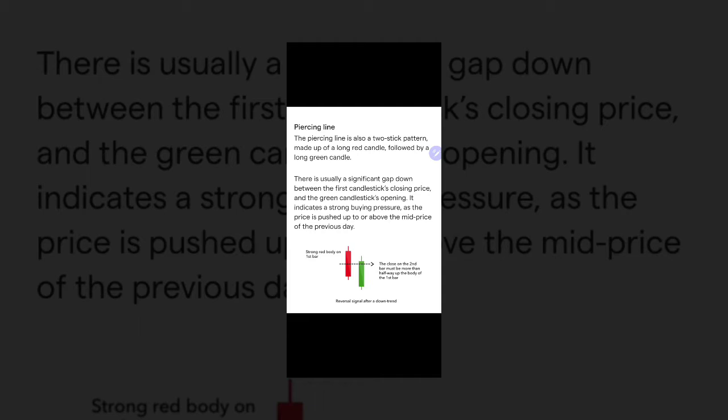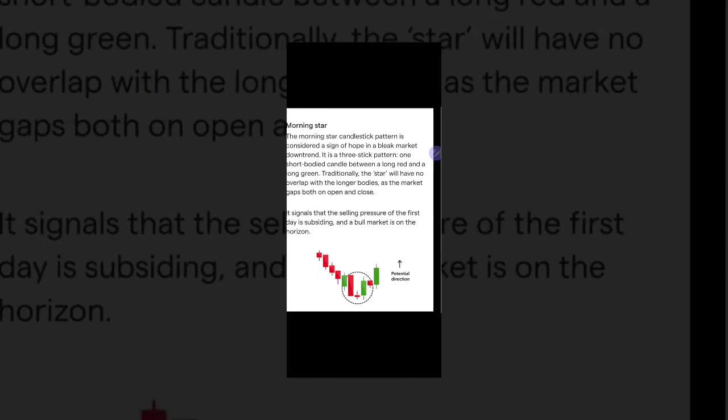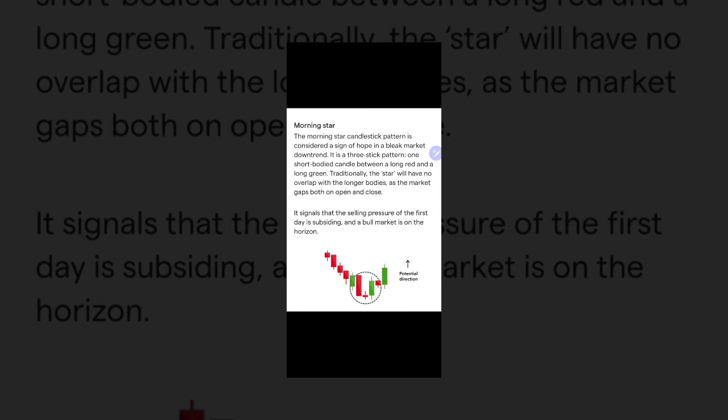They're not easy to identify, but like I said, it is a technical chart. The morning star, opposite of the evening star. This is a potential direction reversal.